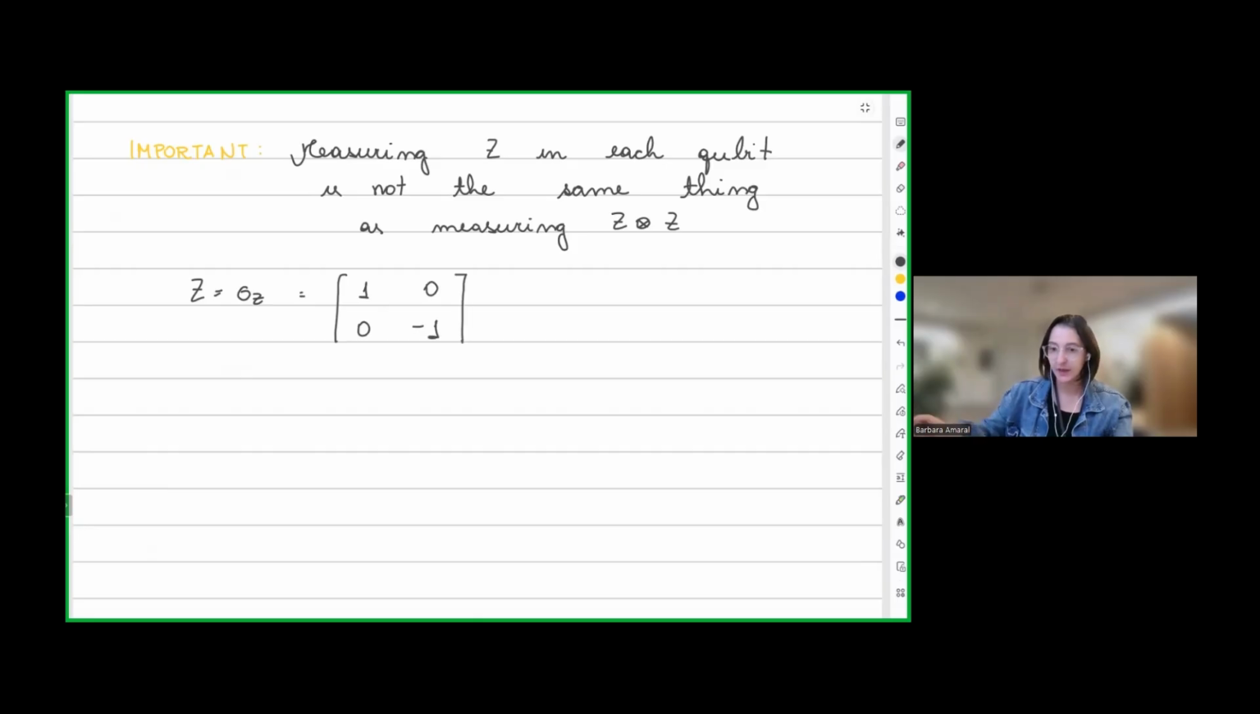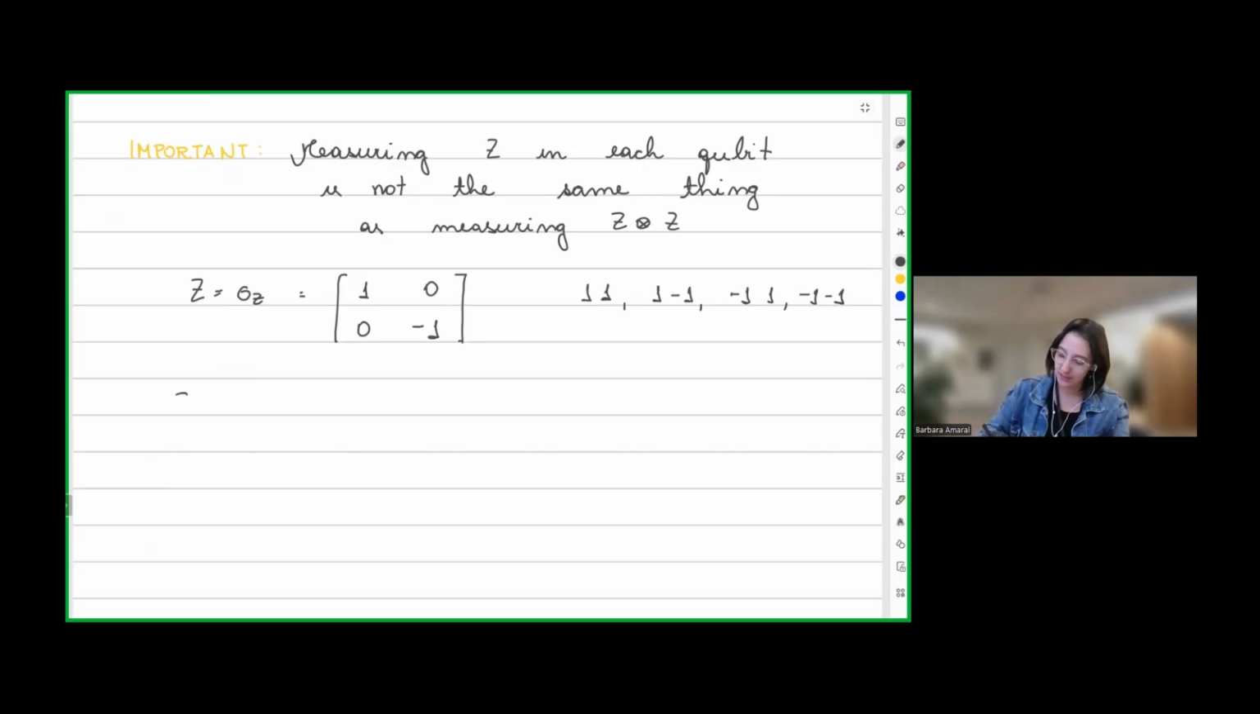So I have two outcomes for this measurement, 1 and -1. So if I measure Z in each qubit, I'm recording each of the outcomes. So I have 4 outcomes: 1 in the first qubit, 1 in the second qubit; 1 in the first, -1 in the second; -1 in the first, 1 in the second; -1 in the first, and -1 in the second. So you see here that measuring Z in each qubit corresponds to 4 different alternatives, okay?